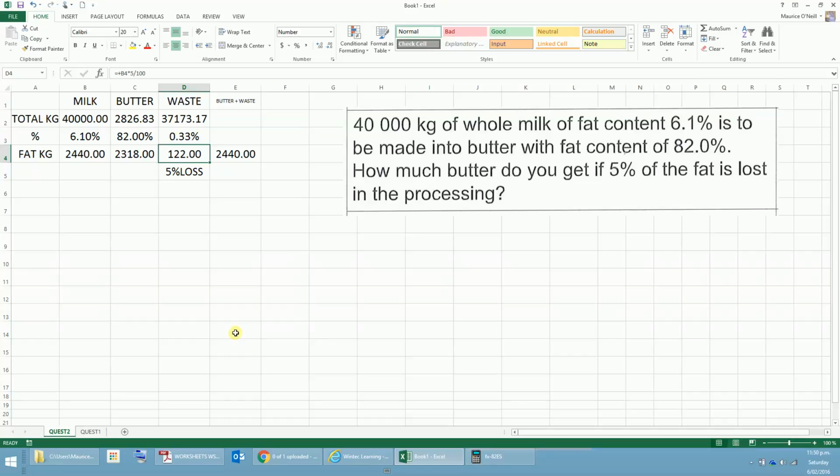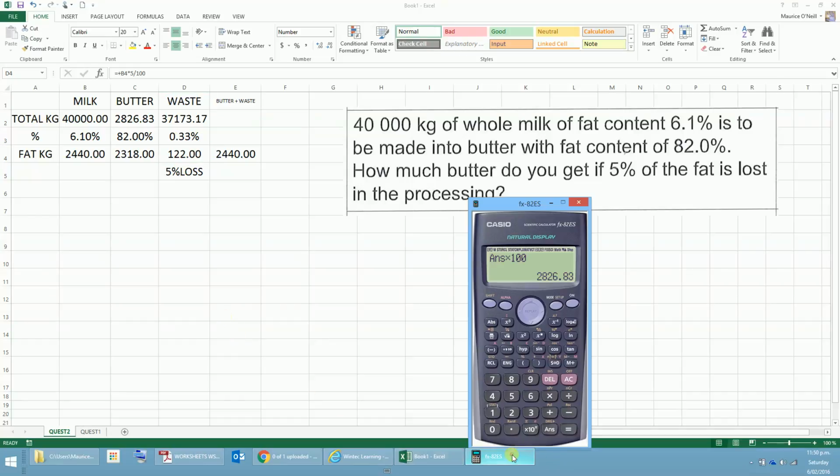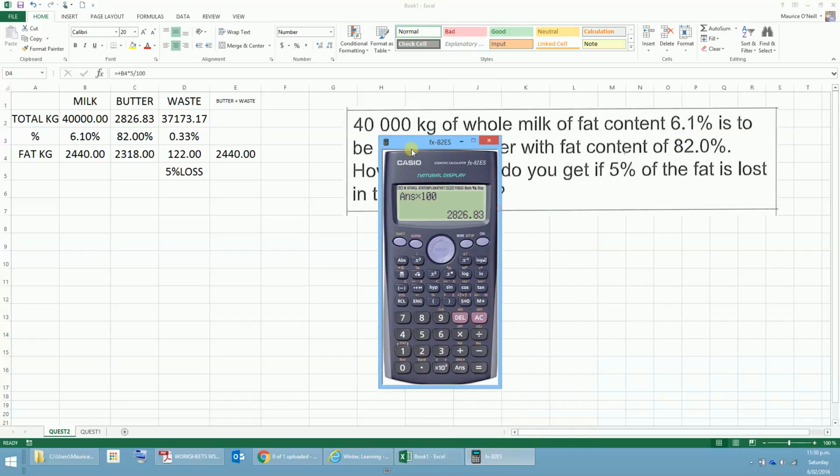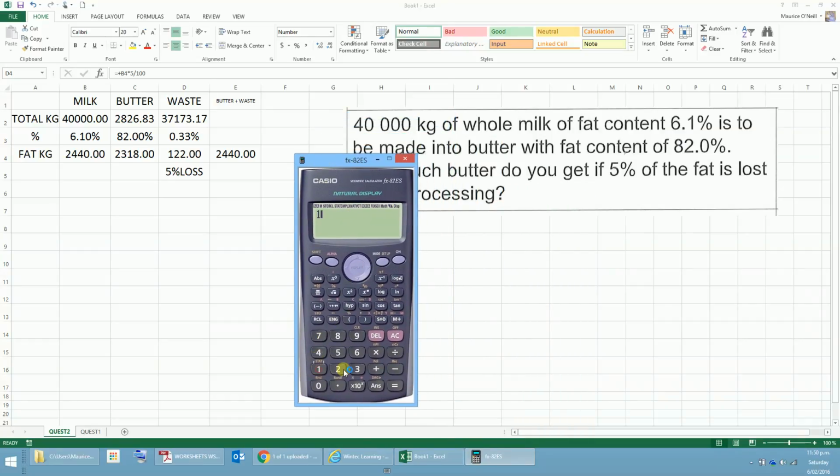So let's have a look at that on the calculator. I'll get the calculator back. So yeah, it's a pretty simple percentage. 122 of fat divided by the total, 37173.17, equals, and then we've got to multiply that by 100 to make it a percentage, times 100 equals 0.33%.